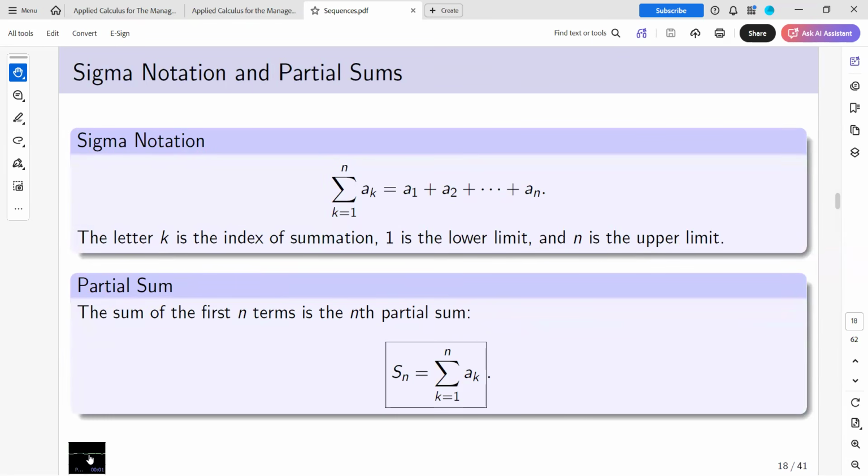Sigma notation compresses a long addition into one symbol. The lower and upper limits tell you where the index starts and stops. Sigma is basically a very efficient accountant.